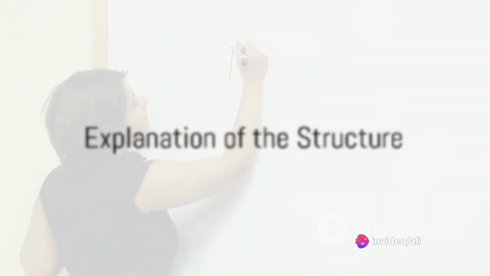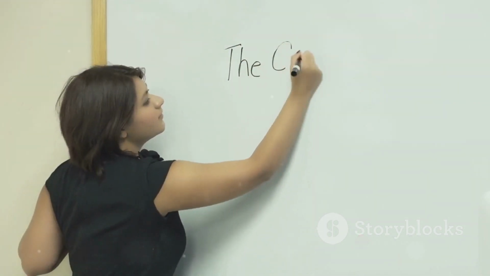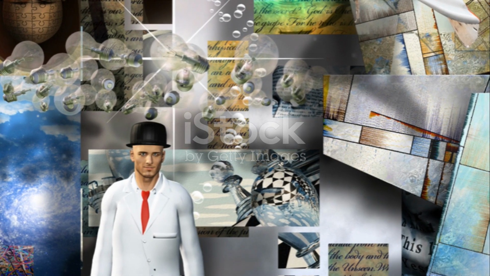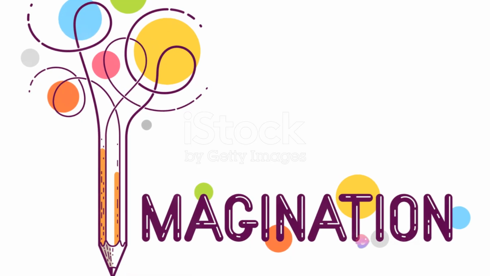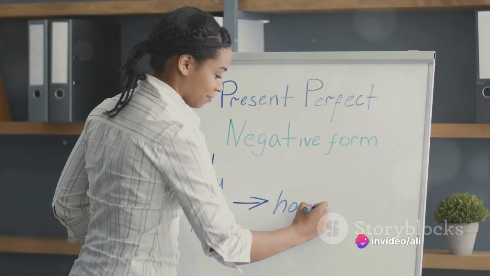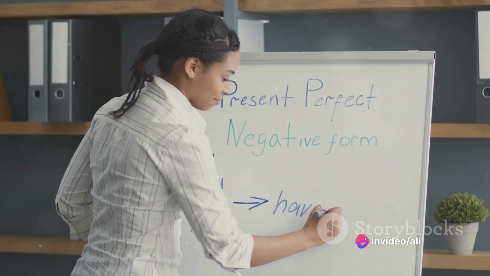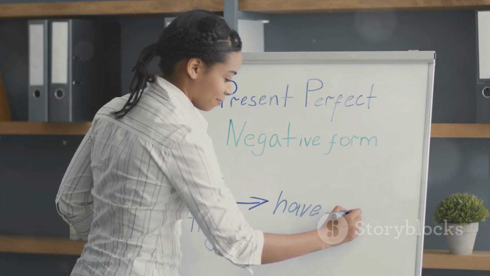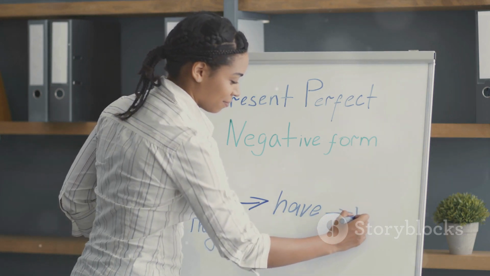The unreal conditional refers to situations that are improbable or impossible. They are scenarios that exist in our imagination, not in reality. As such, they provide an imaginary result for a given situation. The structure of these sentences is simple. We start with if followed by the simple past, and then we use would plus the base verb.